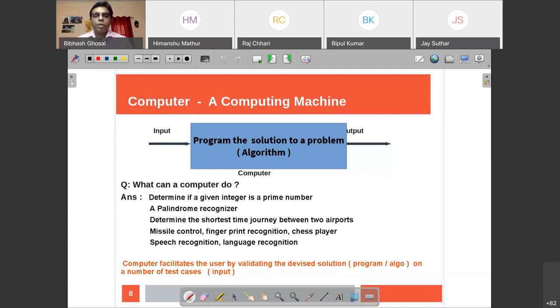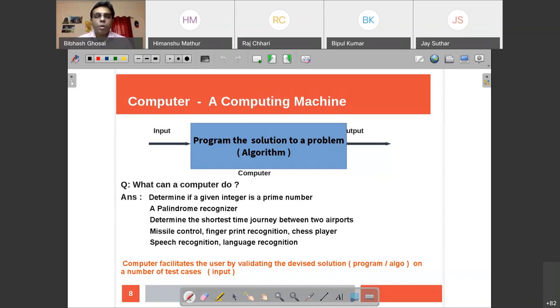You can use a computer to recognize fingerprints. It can be used to play chess, develop games. It can be used to recognize speech. It can be used to recognize languages. So a computer can do all this stuff. But is it that the computer is doing all this? That I give any speech and it is able to recognize?